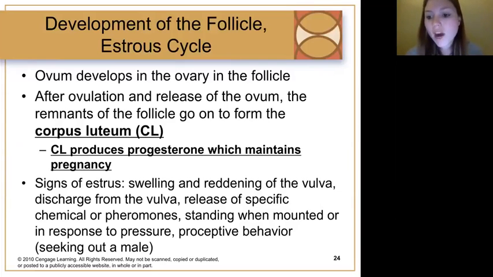So that's why the corpus luteum, or the CL, forming after that egg is released is really, really important, because if fertilization does occur, then that CL is going to need to produce progesterone throughout the pregnancy in order to maintain that pregnancy to term. So that's a really important function.